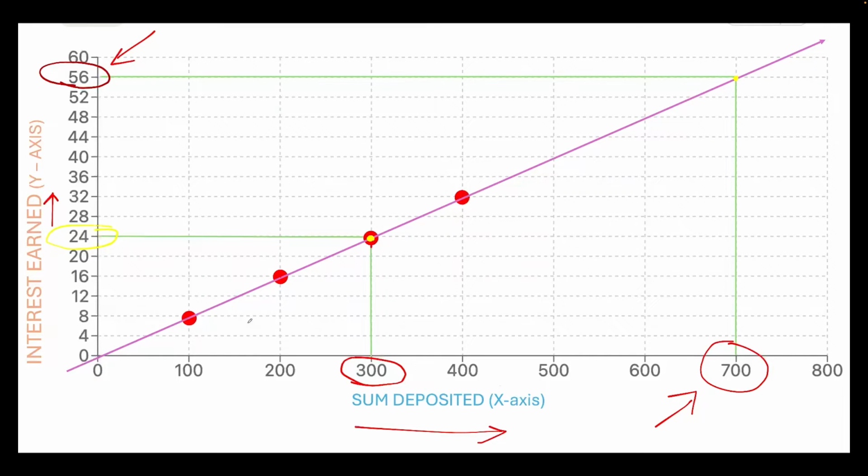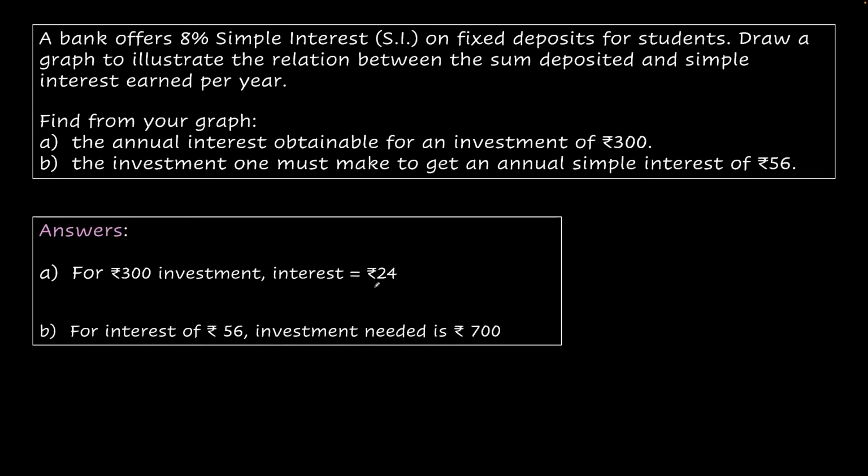Now we have both our answers. For a 300 rupee investment, you get interest of 24 rupees. And for an interest of 56 rupees, you need about 700 rupees as the principal. Let's go to the next question.